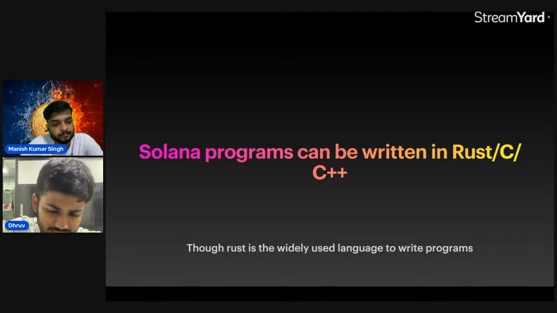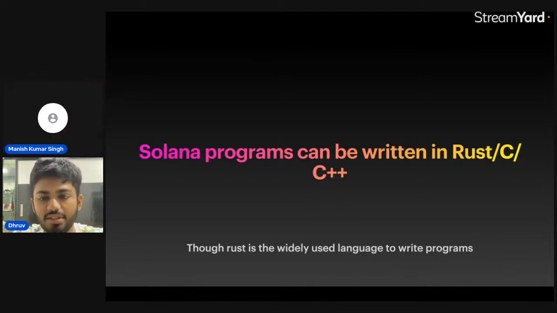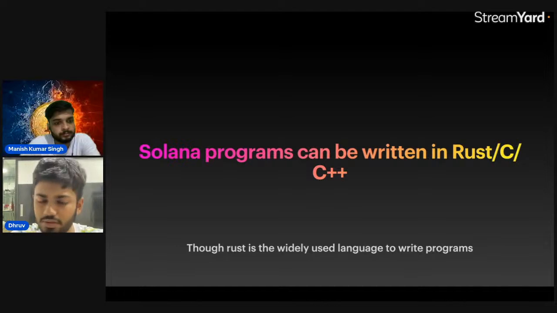There's a lot of boilerplate code if you're writing without the framework. There's a lot of serialization, deserialization, passing the accounts, so many things. That can be simplified by using a framework. Or if you want to try with C or C++, you can do that, but you have to write a lot of boilerplate code, and it doesn't make sense to write it all over again.